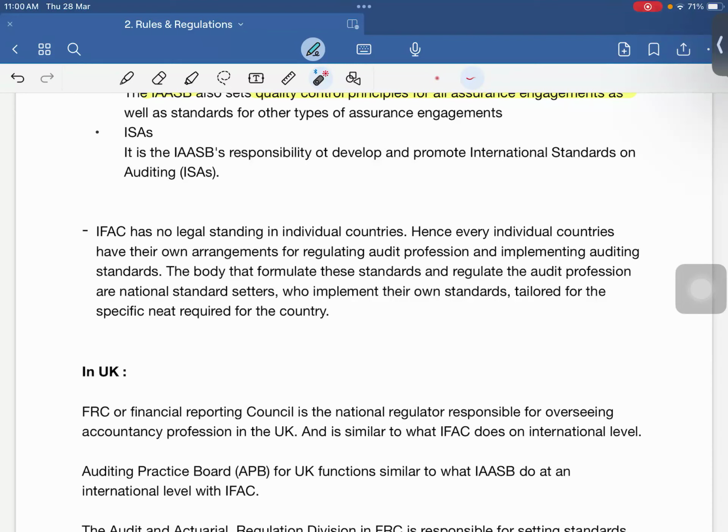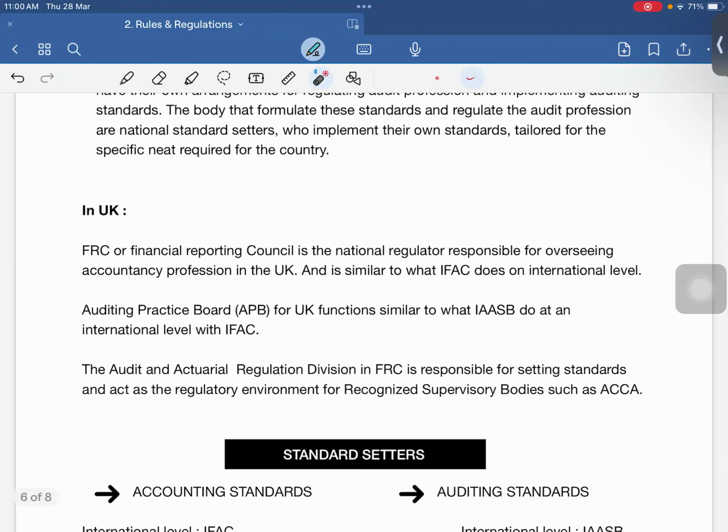Now, the same way in the UK, the UK has a regulatory body called FRC, Financial Reporting Council. This particular reporting council is responsible for the accounting profession in the UK. So FRC is the accounting regulatory body of the UK, and the auditing body is called APB, Auditing Practices Board. I'm just scribbling it down.